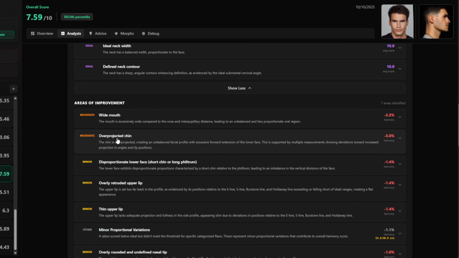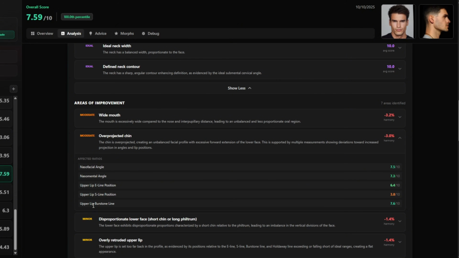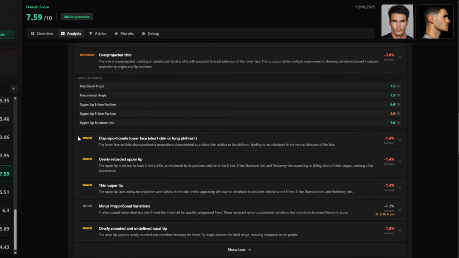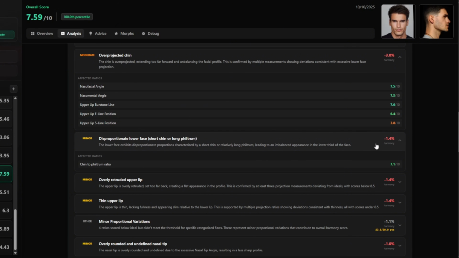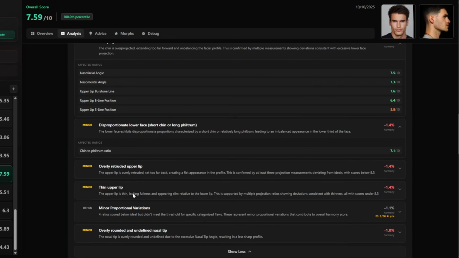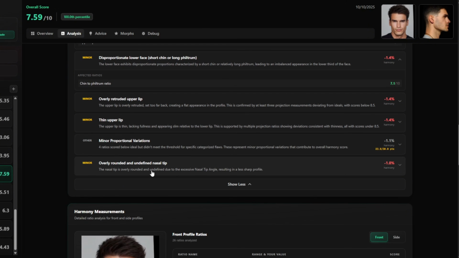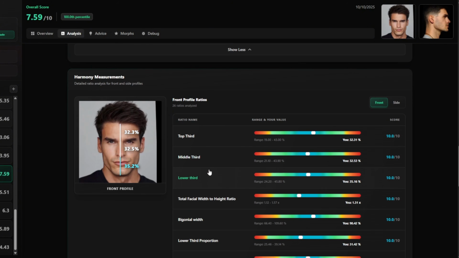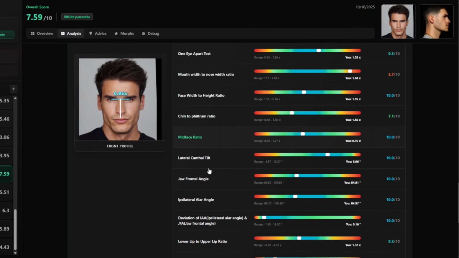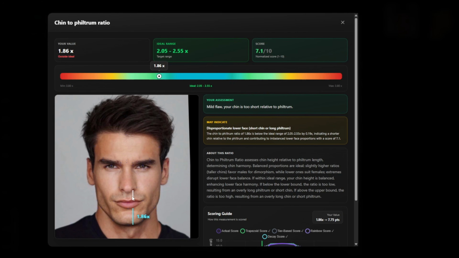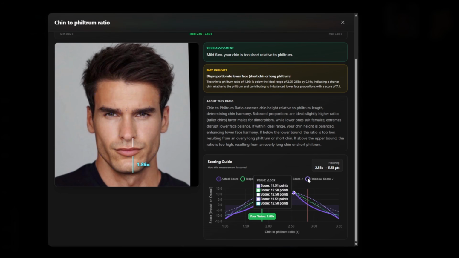Moderate flaw, wide mouth, overprojected chin, which he does have a bit of a projected chin. What's indicating that? His lip assessments and the nasofacial and mental angle, which he could have a tiny bit less projected of a chin and still, I think, retain the rest of his harmony. He has a chin to philtrum ratio that's too low, I believe. Longer philtrum. Thin upper lip, definitely true. And nasal tip. We could look at the chin to philtrum ratio here. Yeah, 1.86. So he has a longer philtrum for sure, which deducts.